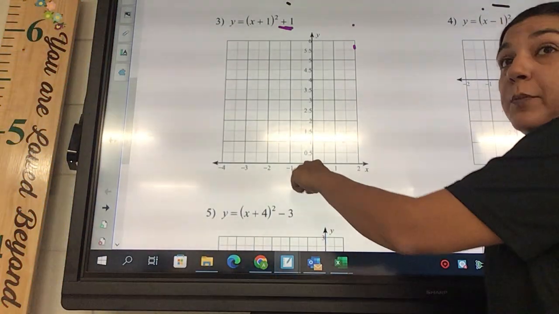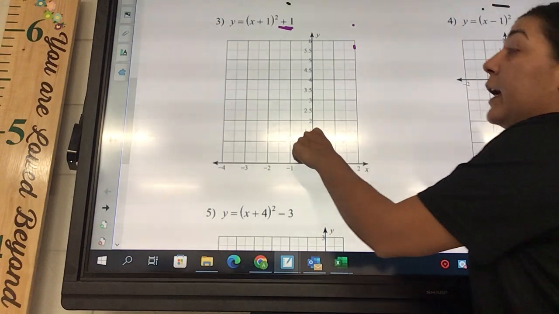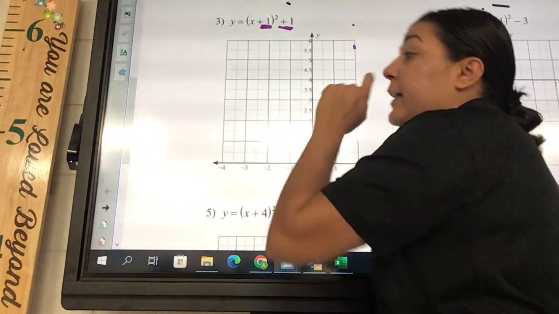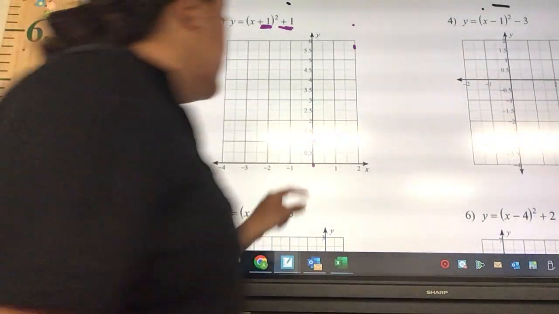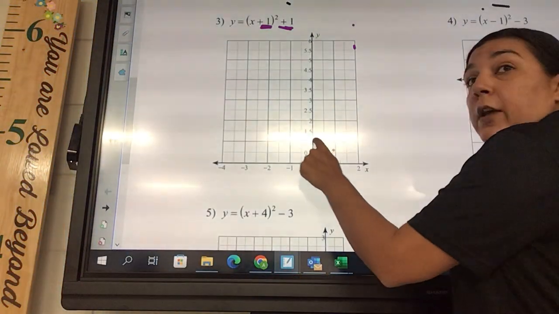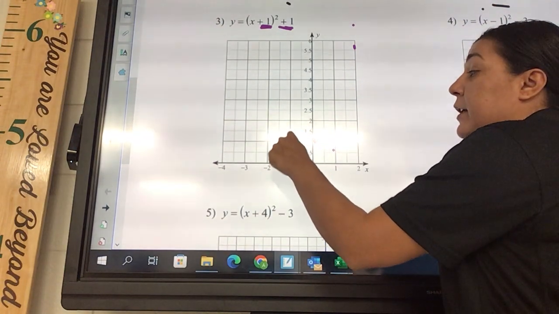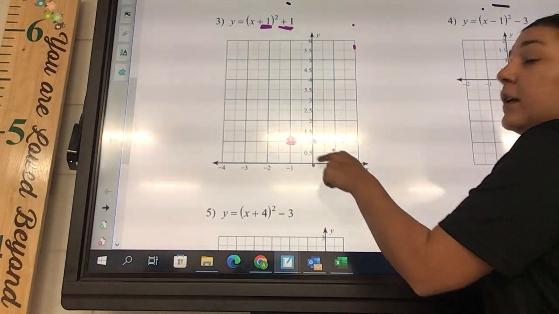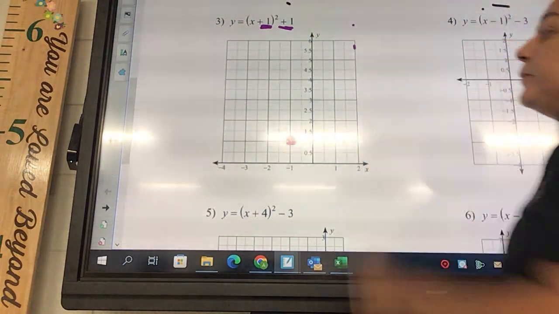So now you're going to take your pencil and move it up one. Don't make a dot. Just move it up one. Now we have a plus one on the inside. What does that do? It goes left one unit. So from here, we went up one, and now you're going to go left one. That's going to be your vertex. Now that's going to be your dot. So see how mine made a bunch of other dots. You should not have those on your paper. You should have one dot right now.